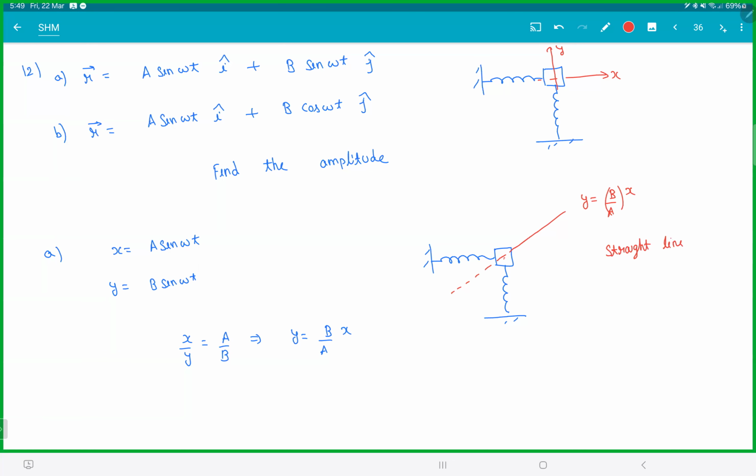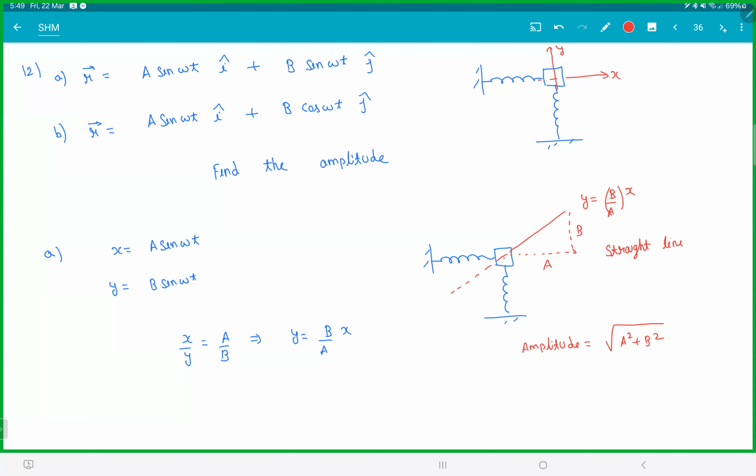And what is the amplitude definition? Maximum distance from the mean position. So on the horizontal direction, you travel a maximum distance of A. Vertical distance, you travel a maximum distance of B. Therefore, amplitude is root over A square plus B square. Is that making sense? Now can you do the B part?